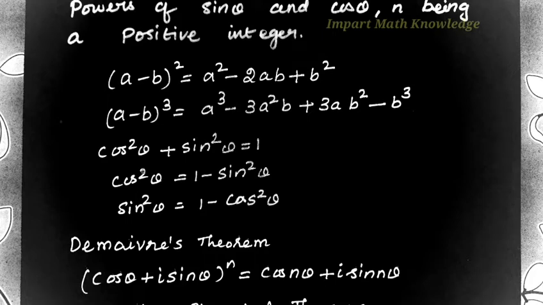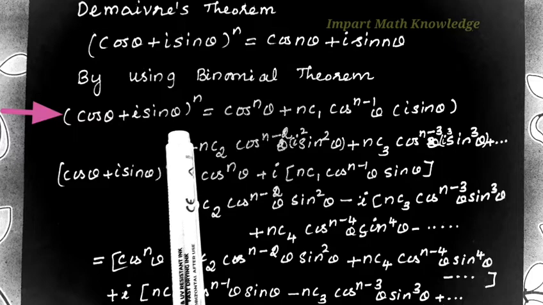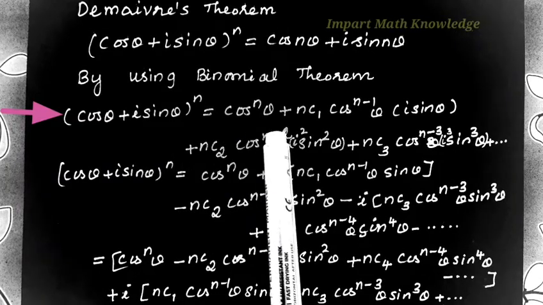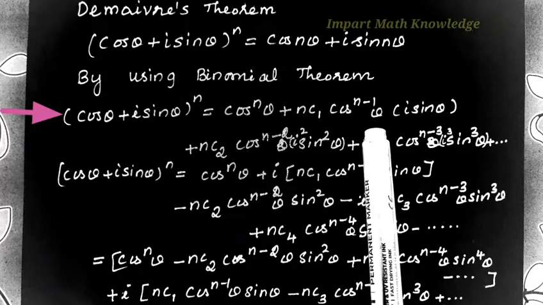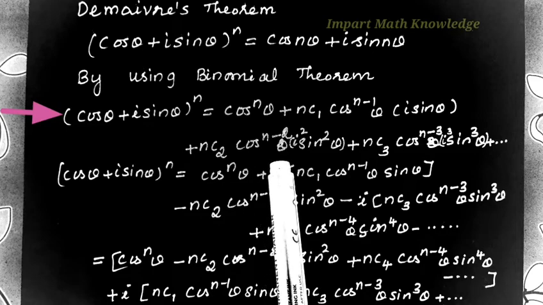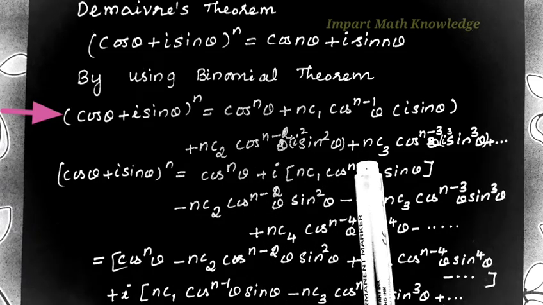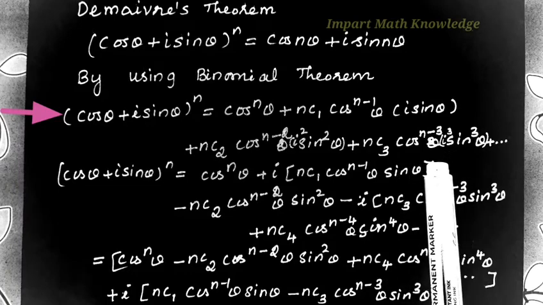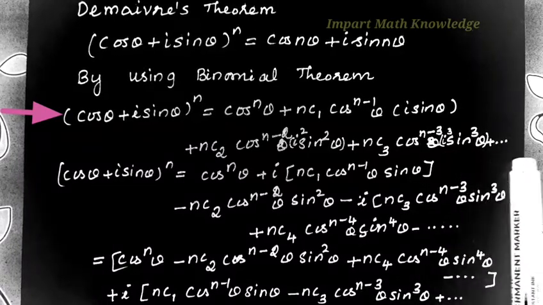In your lower classes, you have studied De Moivre's theorem. The theorem is (cos θ + i sin θ)^n is cos nθ + i sin nθ. Now I am going to expand (cos θ + i sin θ)^n using the binomial theorem. It can be written as cos^n θ + nC1 cos^(n−1)θ i sin θ + nC2 cos^(n−2)θ i² sin²θ + nC3 cos^(n−3)θ i³ sin³θ + etc.